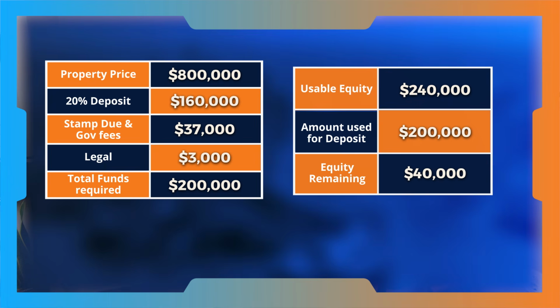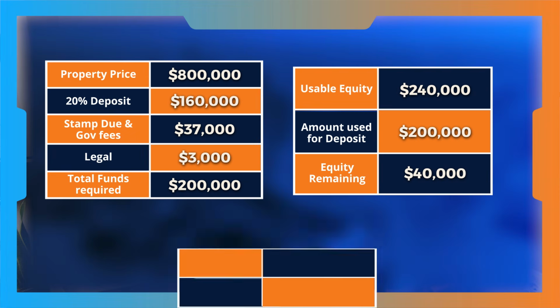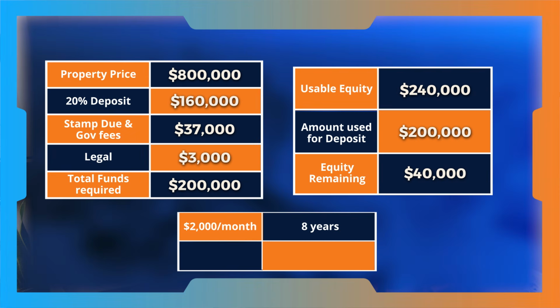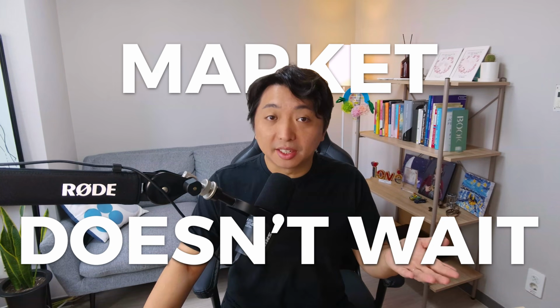accessible for future use. If you're trying to save 200,000 from your income, let's say you can put away $2,000 a month. That's 8 years of disciplined savings. Even if you're aggressive and save 3,000 a month, you're still looking at almost 6 years. But here's the problem with waiting 6 to 8 years. The market doesn't wait for you.